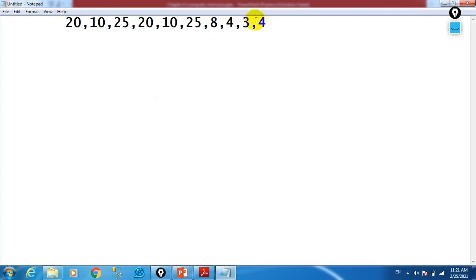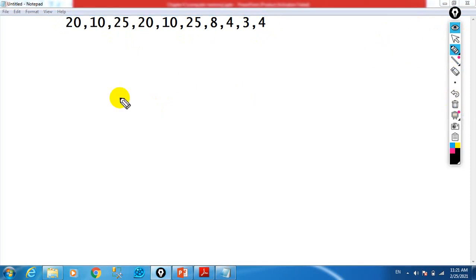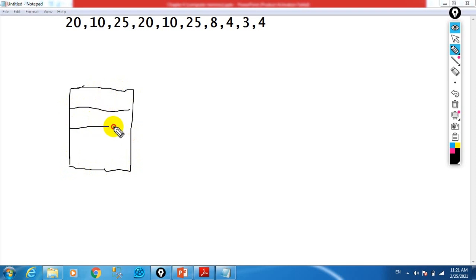We want to copy this data to cache memory, so let me just draw the cache memory and the main memory. For example, we have cache memory right here. For example, we have 4 lines, just like I have explained in previous video sessions. Okay, and here we have main memory, and from this main memory we will copy the data to cache memory.